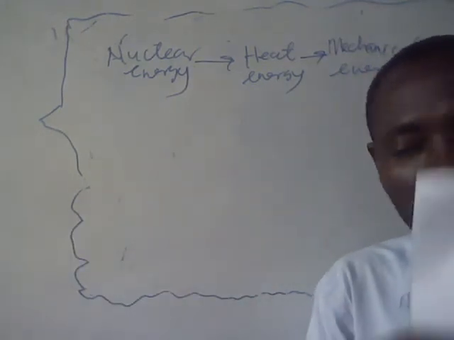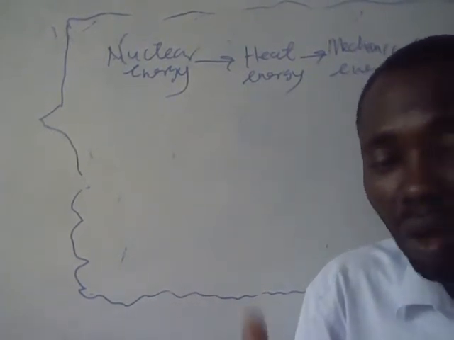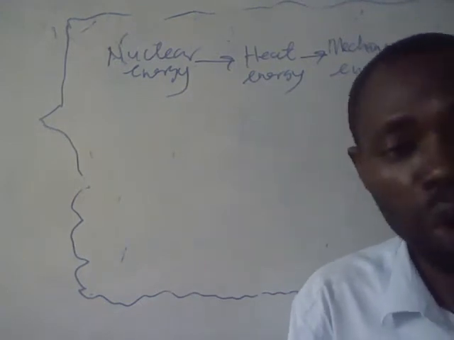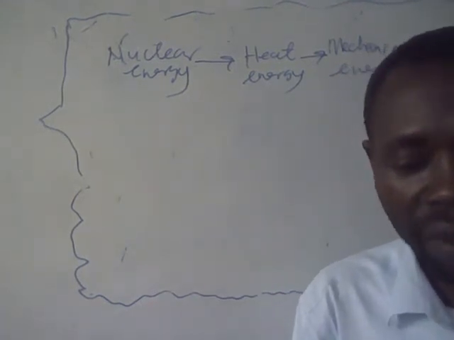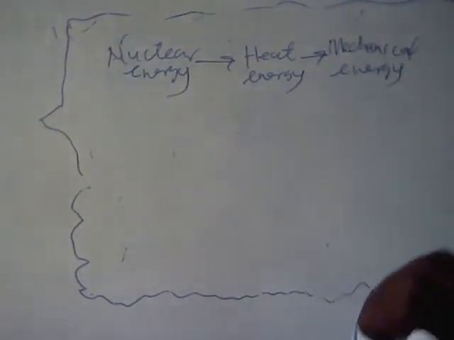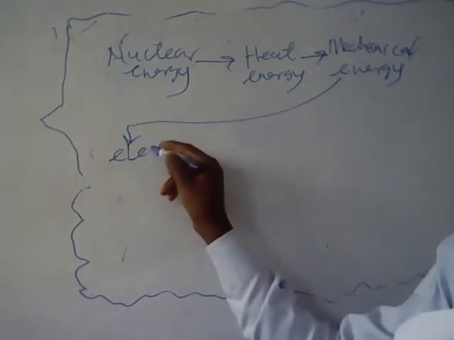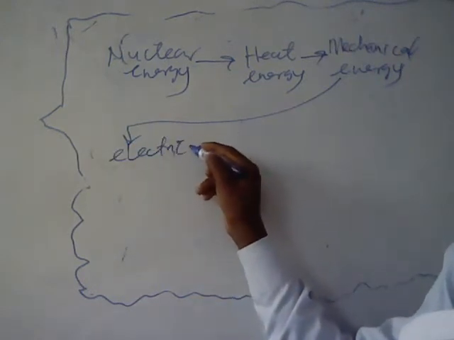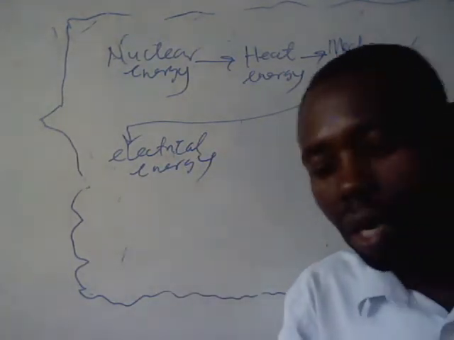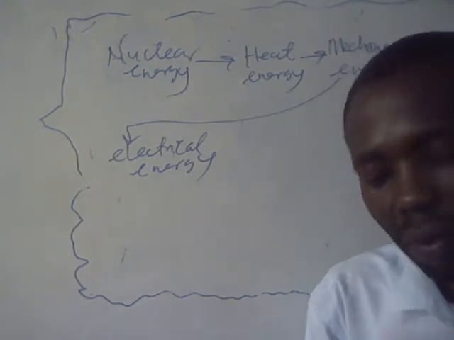Induced. And the induced EMF constitutes the movement of current. The induced EMF is a measure of current, and current is what? Electric energy. So from mechanical energy, we have it to electrical energy, or electricity.